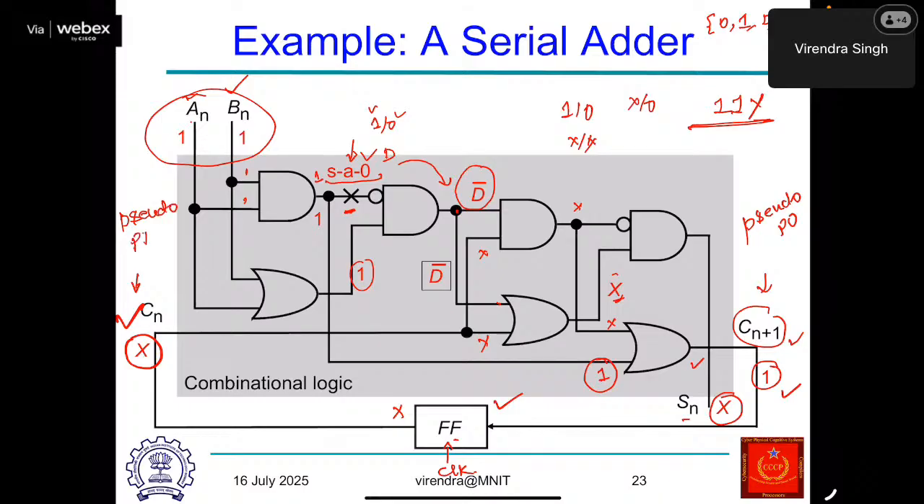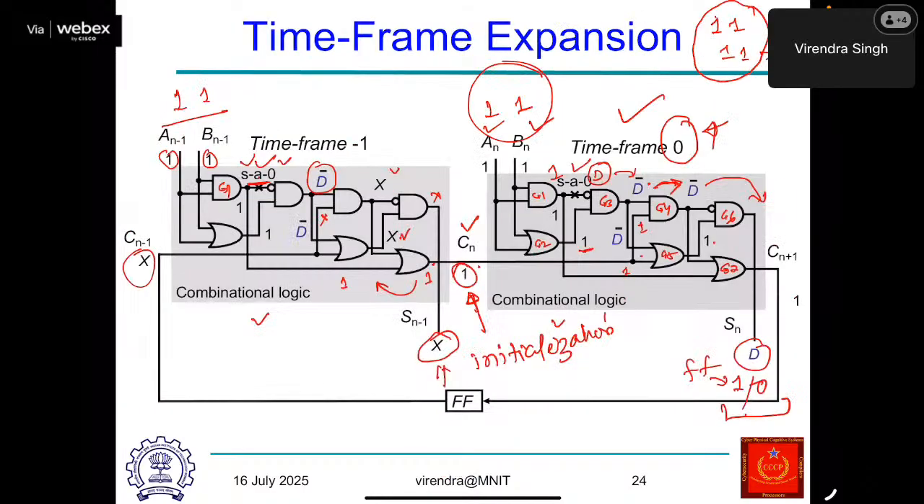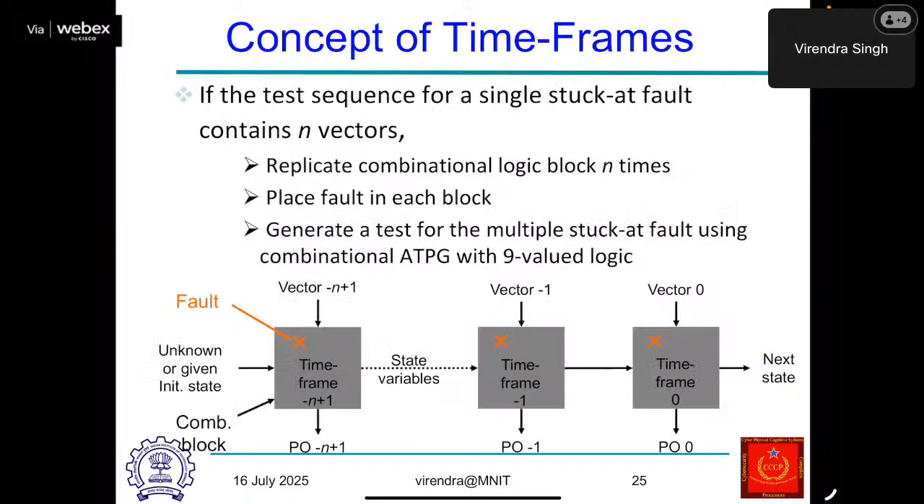So output may go to the pseudo primary output. If it goes to the flip flop, in that case again I cannot observe. If I cannot observe, then I have to keep on replicating my circuit until my output is observable. So the fault effect is observable at the primary output. For fault propagation in the forward direction, you keep on replicating the circuit, and for the line justification, you keep on replicating the circuit in the backward direction.